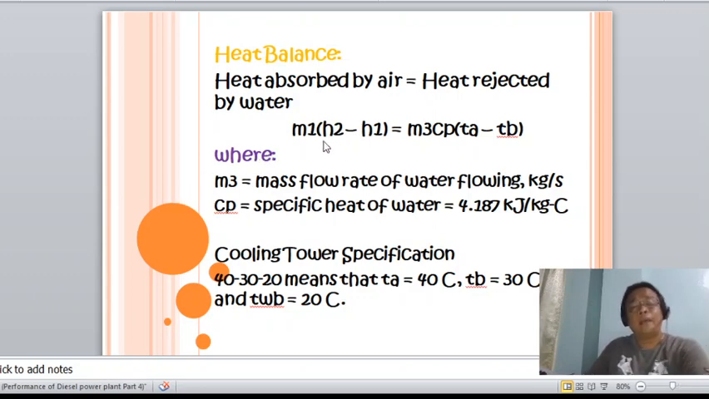Also, we have a specification for a cooling tower. So, when we see a specification, say 40, 30, 20, it means that the 40 represents the temperature of water entering the tower, the 30 represents the temperature of air leaving the tower, and 20 represents the wet bulb temperature of air entering the tower. Okay?